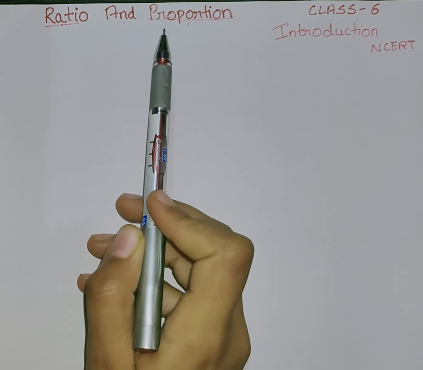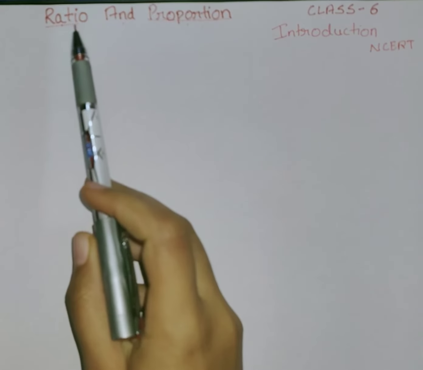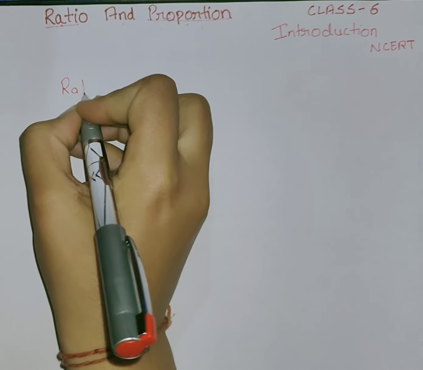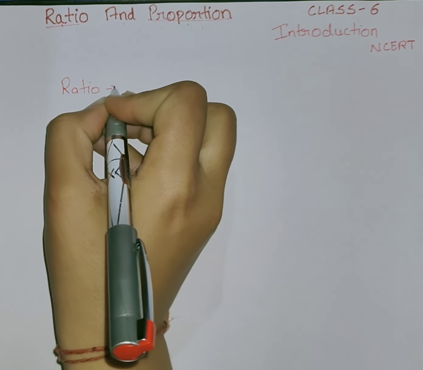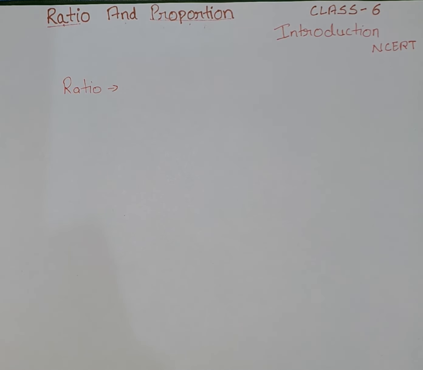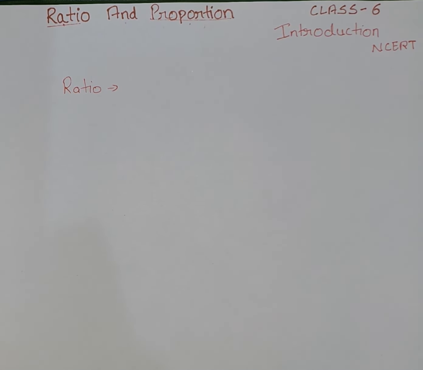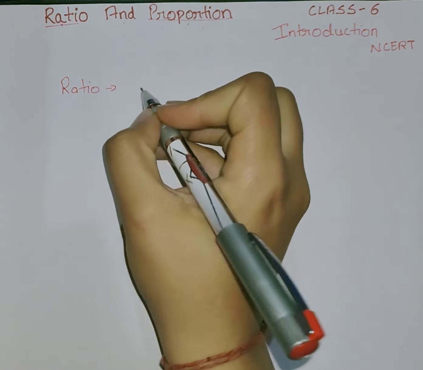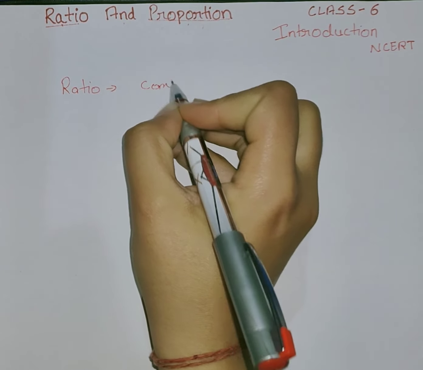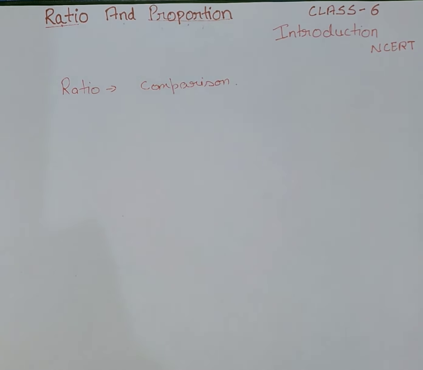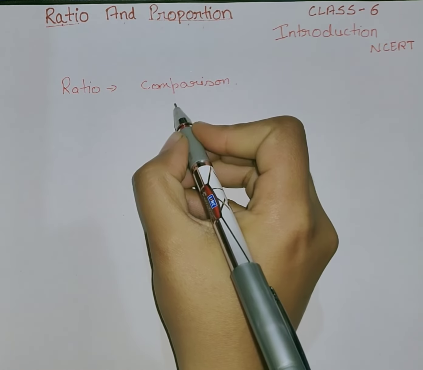So let's first leave this proportion part and focus on ratio. So what is ratio? If we go through the definition, ratio is the comparison of a quantity with respect to another quantity. So ratio is basically comparison, and ratio is denoted with this sign.